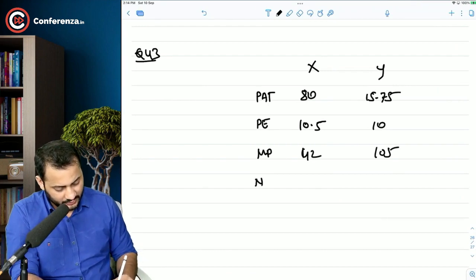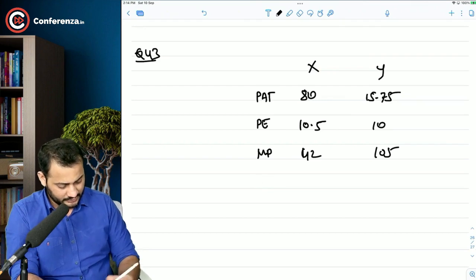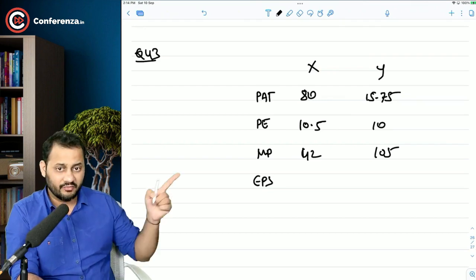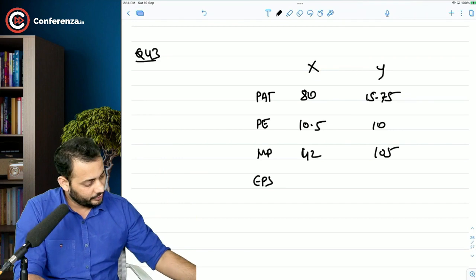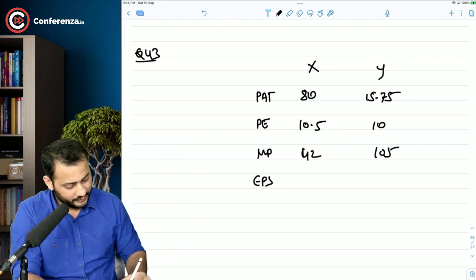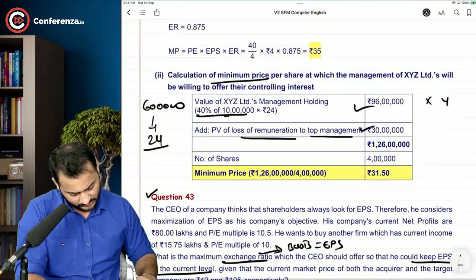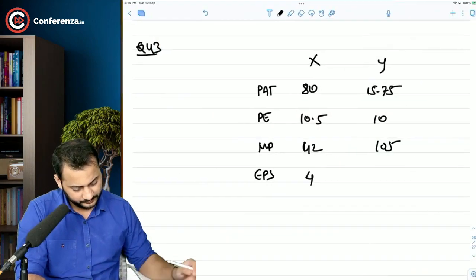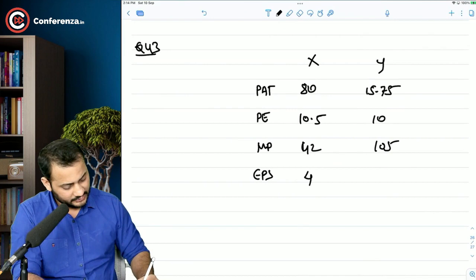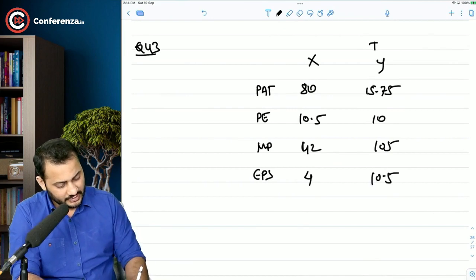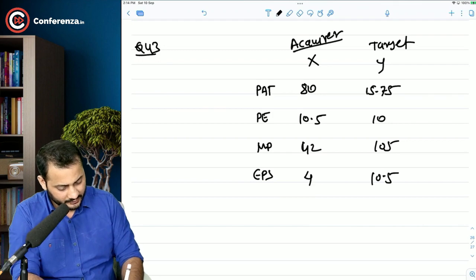Now, can we calculate the EPS now? Yes, sir. Market price divided by PE ratio. 42 divided by 10.5 is 4, and 105 divided by 10 is 10.5. So this is the target company which we want to acquire and this is the acquirer company, right?